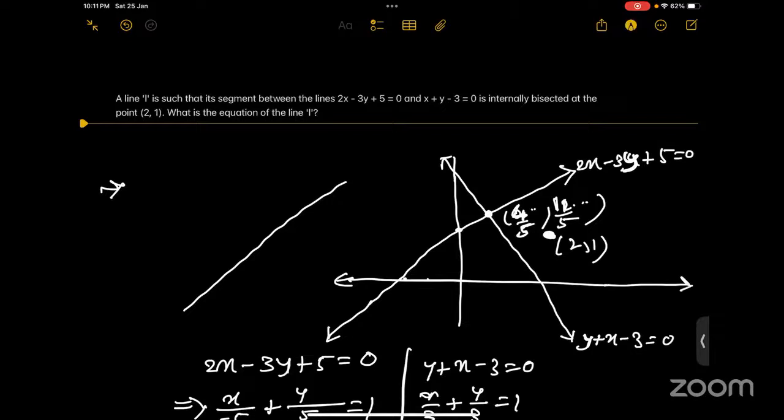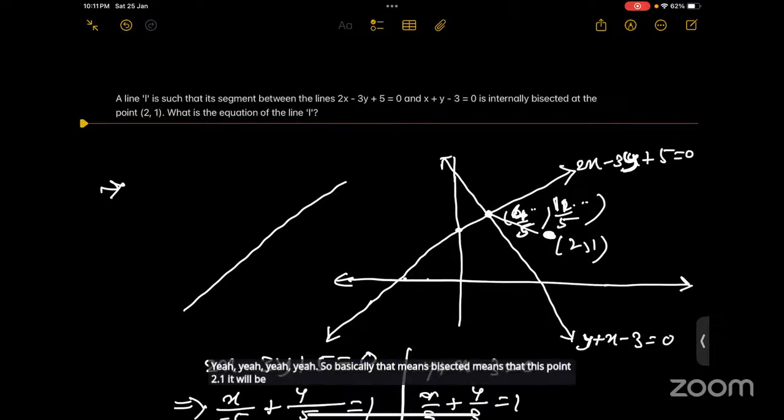It means the line divides the segment into two parts. It cannot be any other point, ma'am? It can be any point. It is bisecting, it is dividing into two parts. The ratio is not so important here. Basically, bisected means this point (2,1) will be on the line, right?